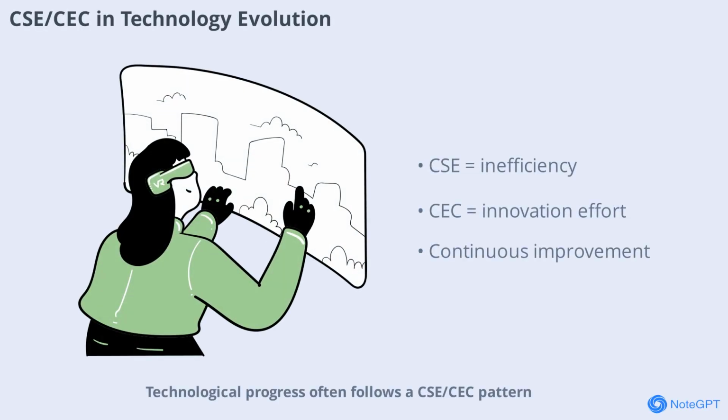Technological progress often follows a CSE-CEC pattern. New challenges or inefficiencies, CSE, drive innovation and investment, CEC. As solutions emerge and systems stabilize, CSE drops and the pace of change slows until new imbalances arise. This cycle drives continuous improvement and adaptation in technology.